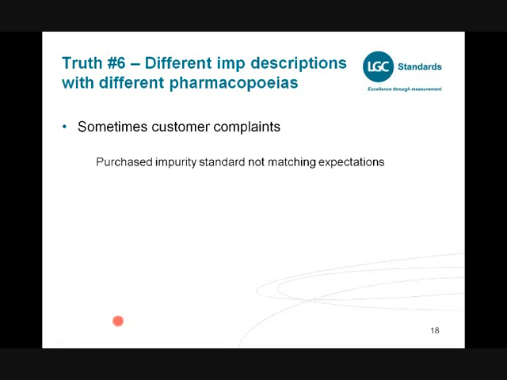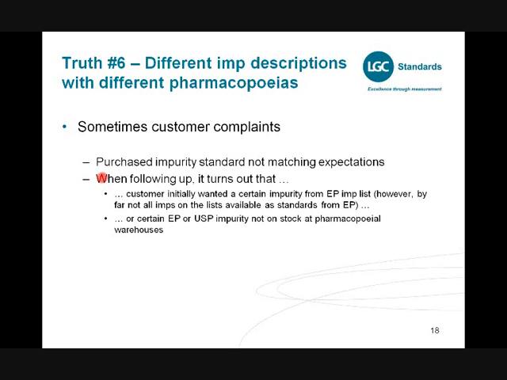What is happening very often is that a customer is complaining that the purchased impurity standard is not matching his expectations. And when we call that customer and follow up on that complaint, it turns out very often that what the customer wanted initially was a certain impurity from the European Pharmacopoeia impurity list. So it might be that the customer wanted a certain impurity here, or a certain EP or USP impurity that was not, at that time, on stock at the pharmacopoeial warehouses.